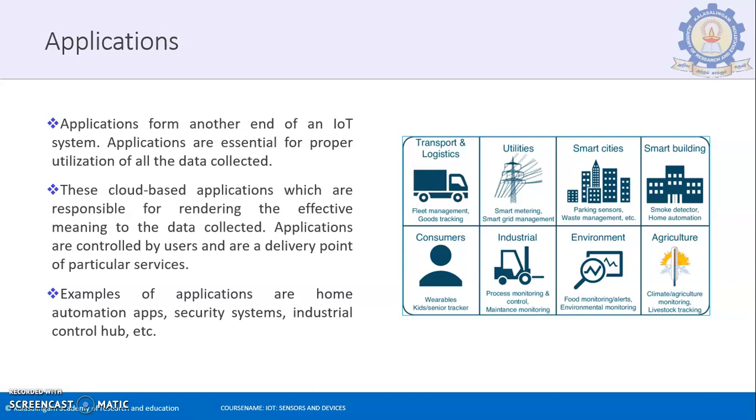The valuability of that particular data keeps on increasing. So applications are controlled by users and are a delivery point of particular services. These applications are the ones that play the vital role over there. Examples of applications are home automation apps, security systems, industrial control hubs, and so on. Next, transport and logistics, where fleet management and goods tracking play a vital role.